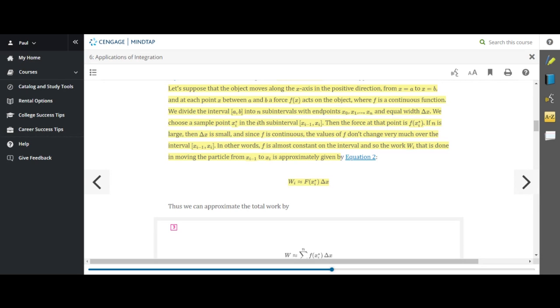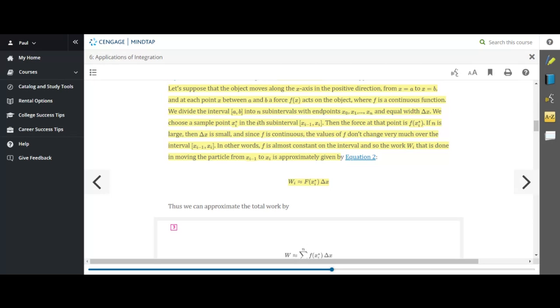Well, we can take the interval from a to b and divide it up into subintervals, which we always are doing in these problems, right? To get to the Riemann sum. For every subinterval, we can pick a point in the subinterval. So the force at each point is f of x sub i. Now if n is large and delta x is small, the force is going to be nearly constant over each subinterval.